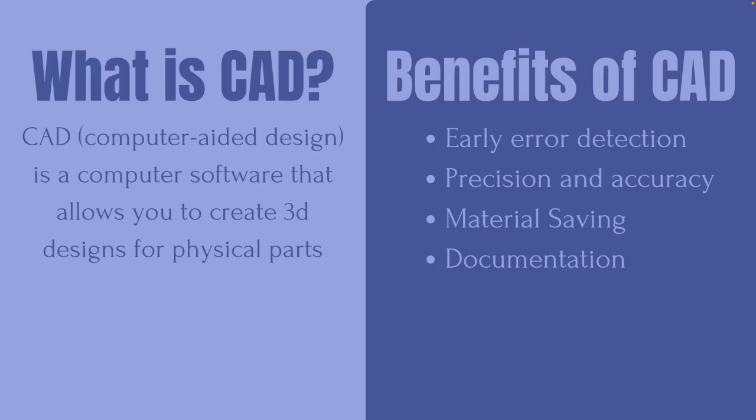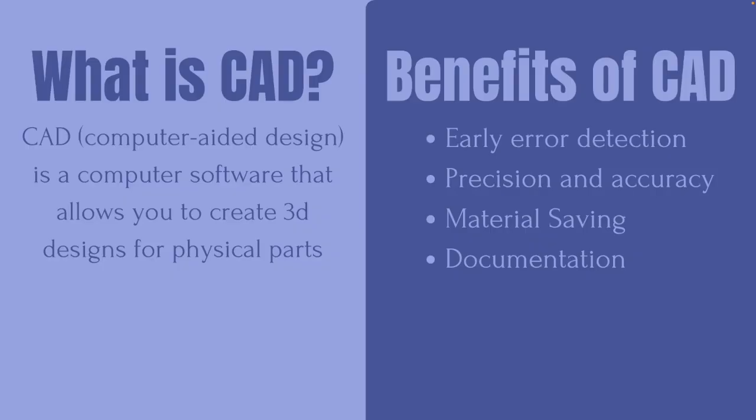First of all, what is CAD and why should we use it? CAD, or computer-aided design, is computer software that allows you to create 3D designs for physical parts. In CAD, teams can digitally design, simulate, and refine complex robot mechanisms in 3D before physically making the robot.